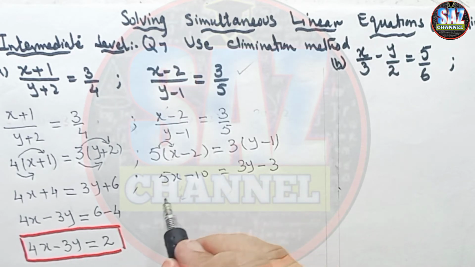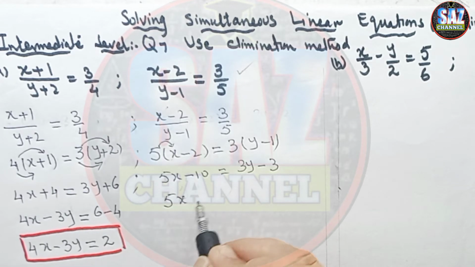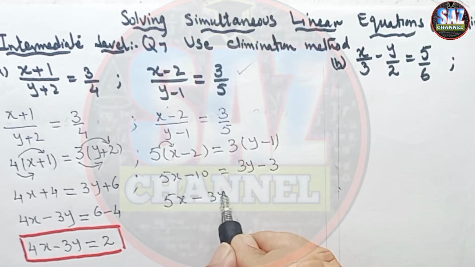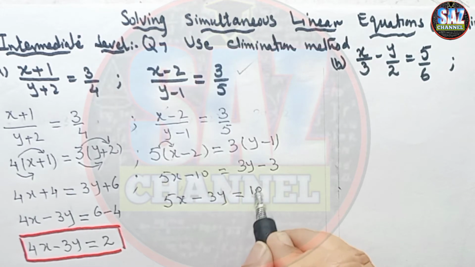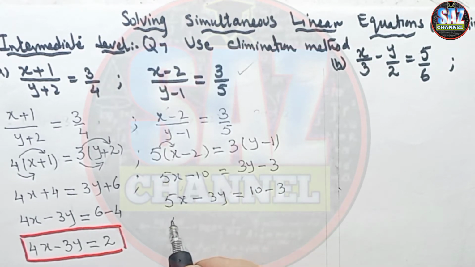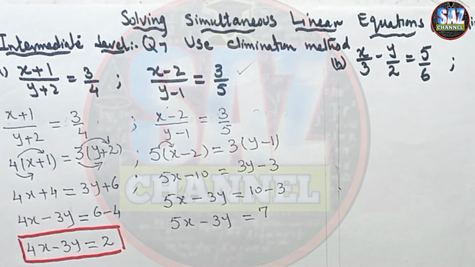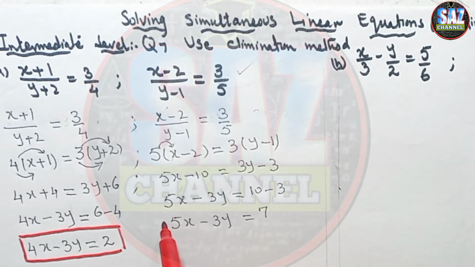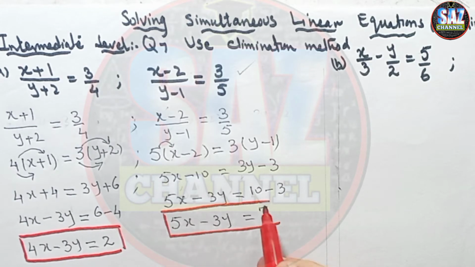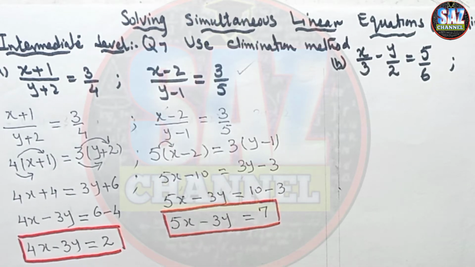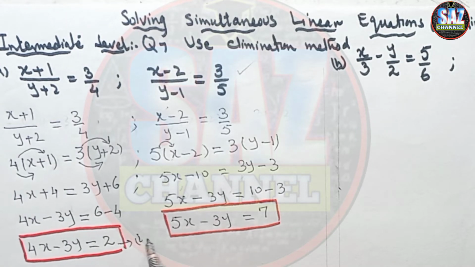Now we have to bring the variable terms on the left hand side. The equation will take the form 5x minus 3y equals 10 minus 3, and it will take the form 5x minus 3y equals 7. Now let me write both the equations together so that we can compare which variable we can remove in the beginning and how. So let this be equation 1 and this is equation 2.